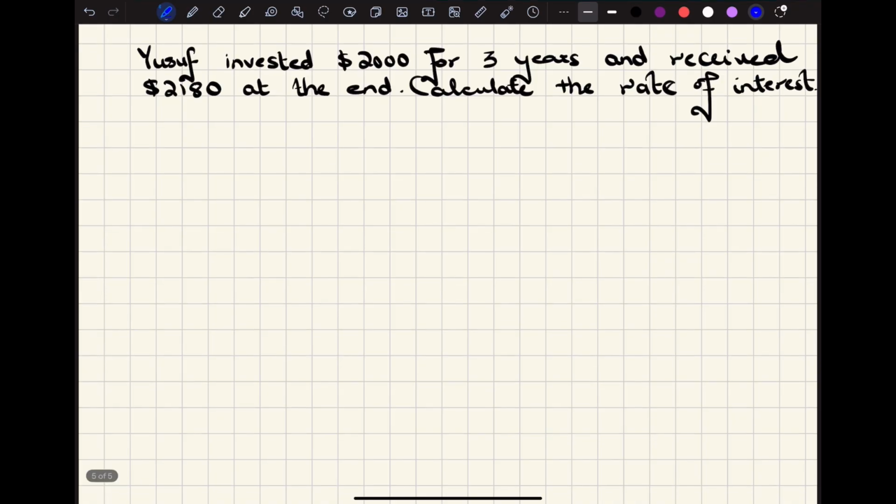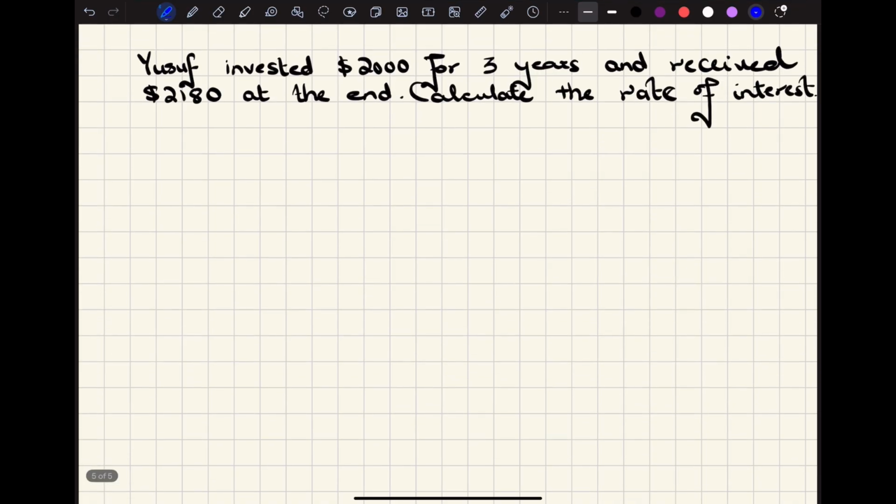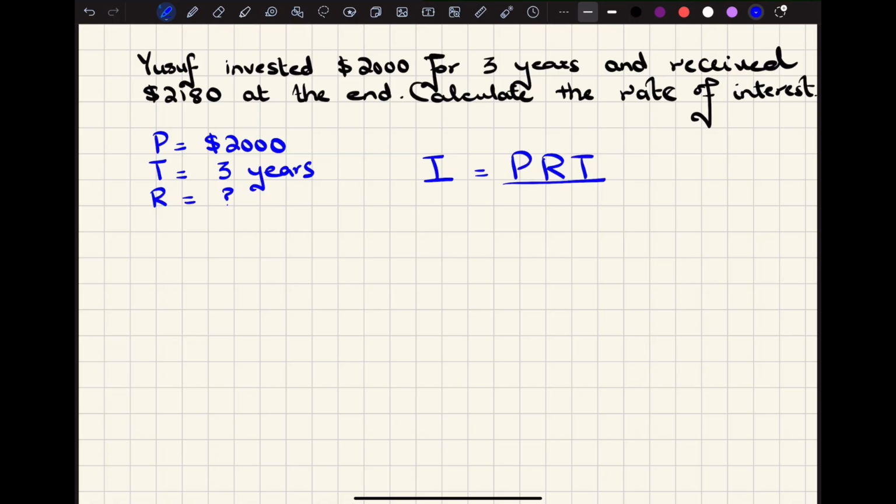So Yusuf invested $2,000. So what is P? P is $2,000 for 3 years. So T is going to be 3 years. And received $2,180 at the end. Calculate the rate of interest. And R you need to calculate. Okay, so what is the formula that we are going to apply? PRT over 100. So interest is equal to PRT over 100. Now we have P, we need to find R, and we also have T.